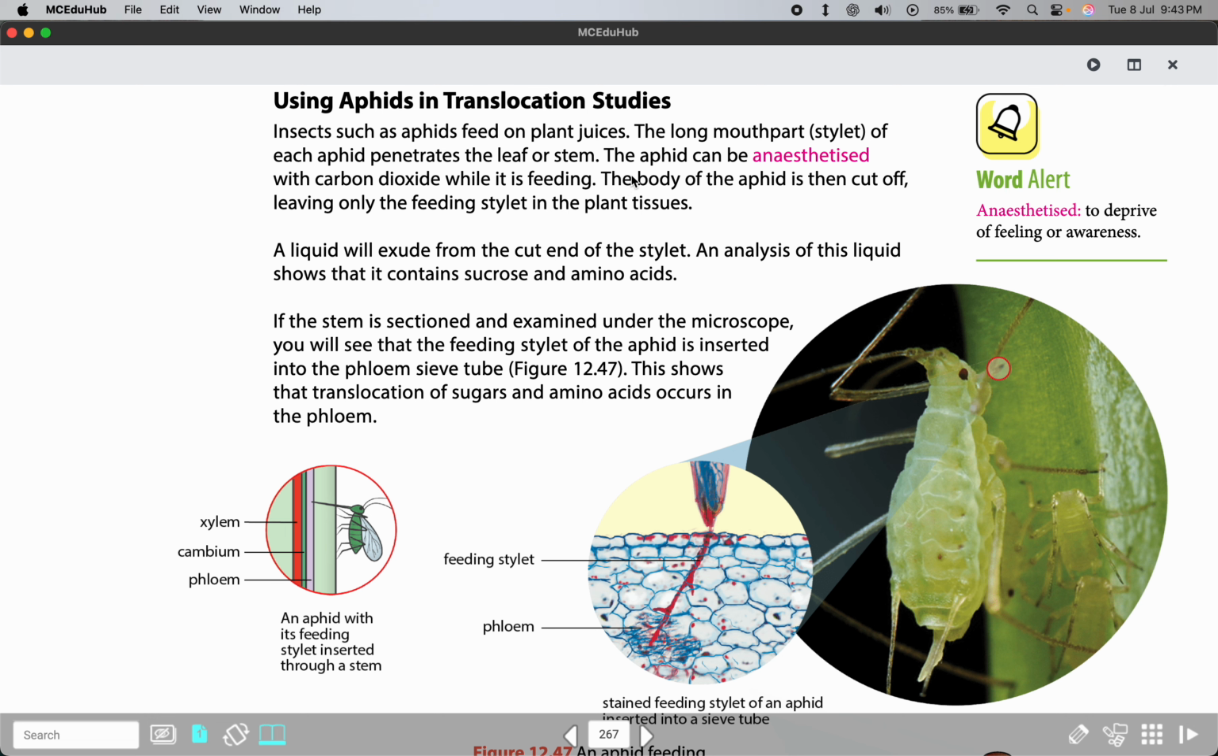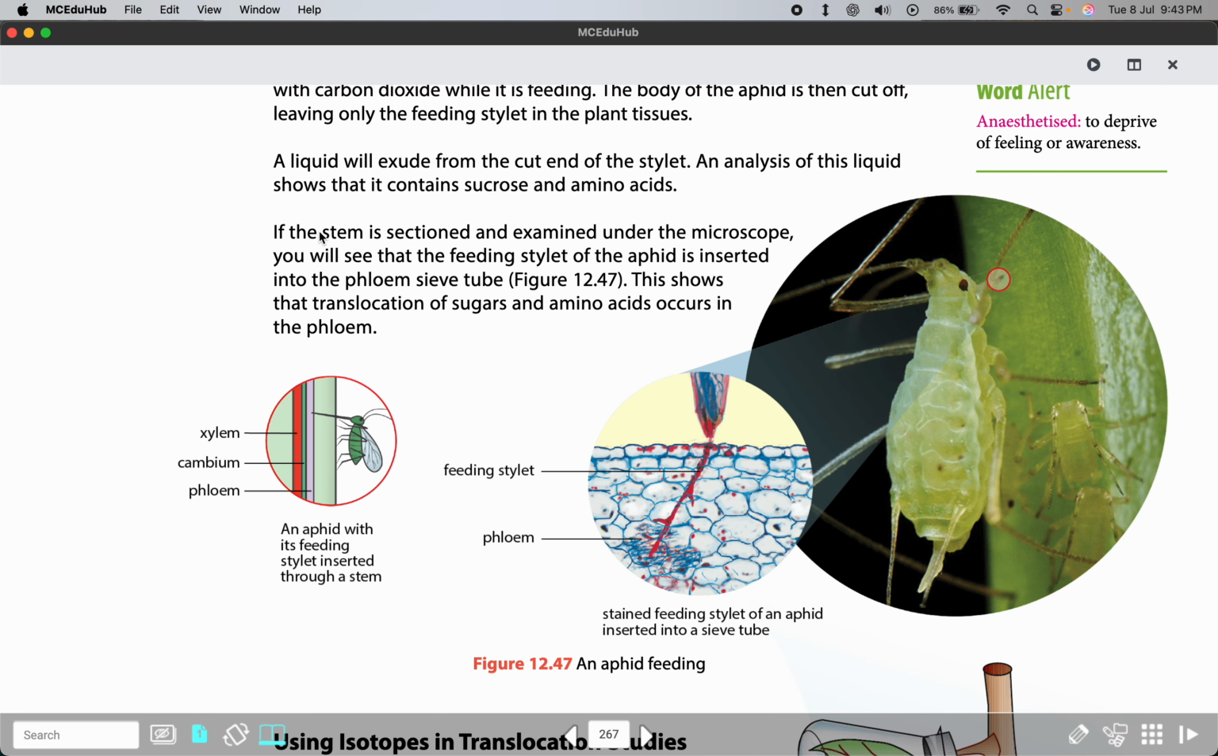Now, what the scientists do is that they anesthetize this aphid using carbon dioxide, which means that it numbs it, gives it a coma. Animal rights, but whatever, it's an insect. The body is cut off, and only the feeding stylet is left remaining. So it's a bit like a straw now, and a liquid will exude from the cut.